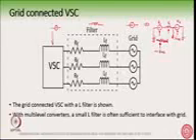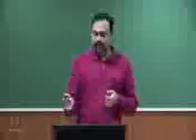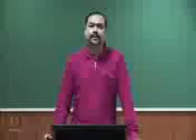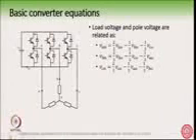That is the first functionality. The second functionality is that the L filter helps us to control the rate of rise of current in the event of a short circuit at the output or at the grid side. Let us see the basic converters, how do we model it and what are the governing equations for the converter.